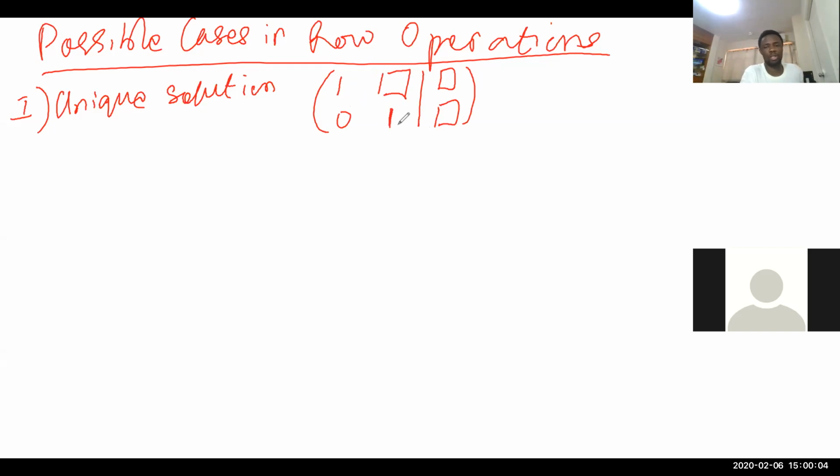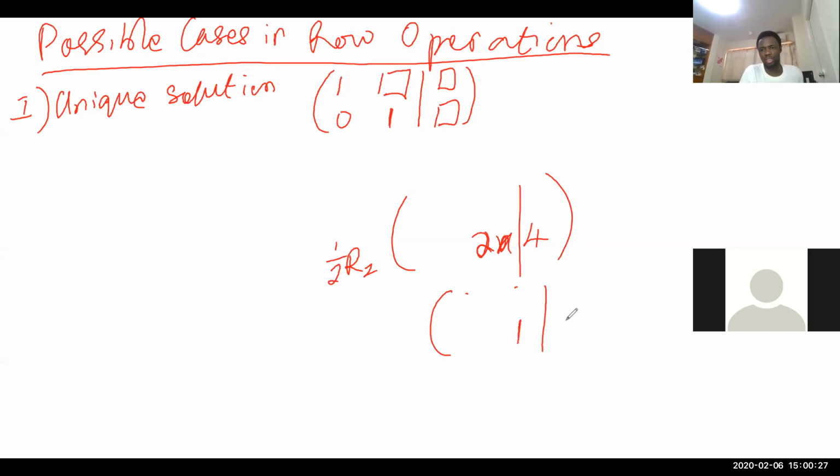Okay, so 0 will be here, there will be a number here, you try to reduce it to 1. It may not be 1. So for example, if you have 2x and on the other side this is 4, nothing stops you from saying multiply this row by half. And when you do that operation, this will be 1 now. Do you understand that? Can I get a yes? That's what it means by 1.